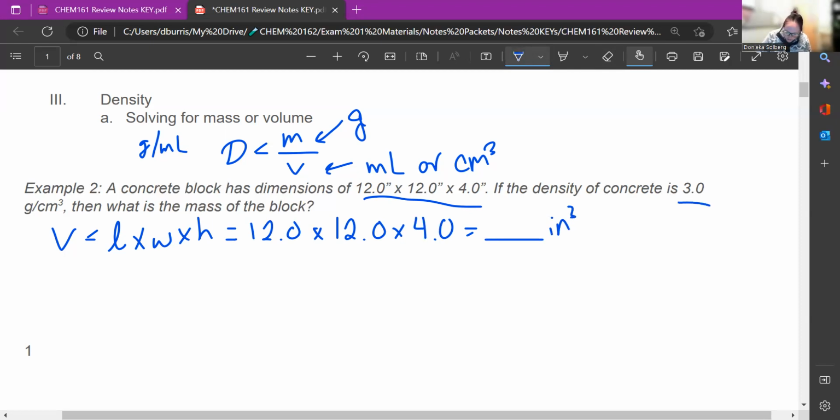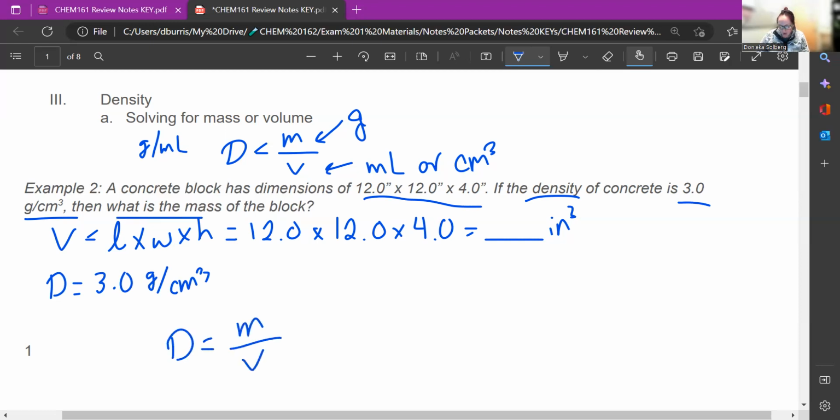I also have this number here, 3 grams per cubic centimeter. You should identify that as a density, even though it does also say density right here. So density is 3 grams per cubic centimeter. Okay, so I have density and I have volume. Obviously, mass is the only thing that's missing, and that is what the question is asking for. It says, what is the mass? All right, so I'm going to use my equation, density equals mass over volume, and plug things in. Now, at this point, what you should notice is that my volume is in cubic inches, and my density is in cubic centimeters, and those are 2 different units. They do have to match.